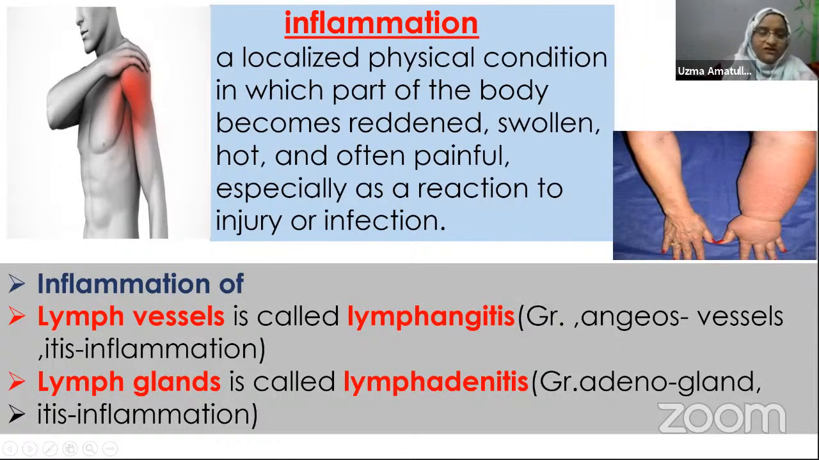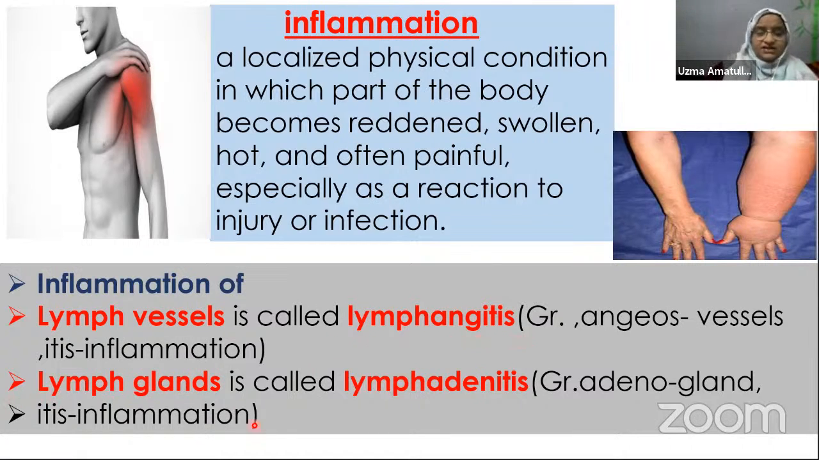Now the inflammation of lymph vessels. This organism is present in the lymph vessels. So when they are there, they cause inflammation in the vessels. Inflammation means swelling, and it is called lymphangitis. Now, angios means vessels, and itis means inflammation. Remember this word itis. You will come across this in future also. Itis means inflammation. So angios means vessels, and itis means inflammation. So inflammation of the lymph vessels is called lymphangitis.